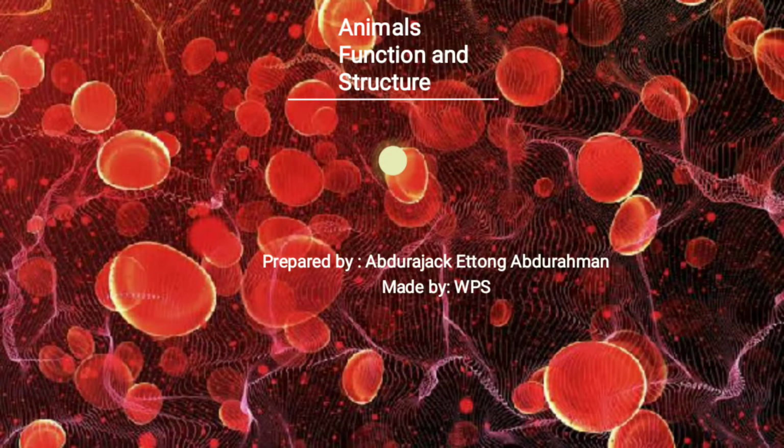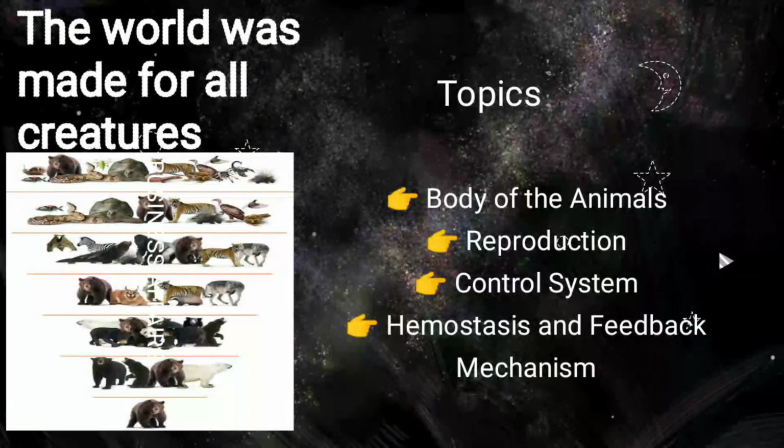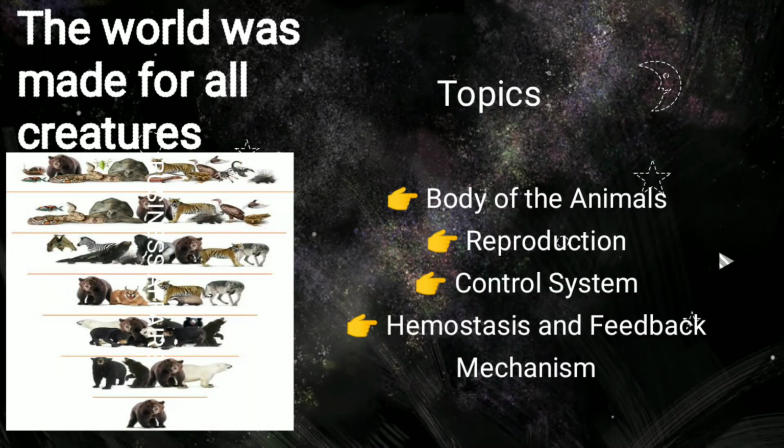Animals function and structure. Topic for today: body of the animal, reproduction system, control system, homeostasis, and feedback mechanism. We have the quote here: the world was made for all creatures.